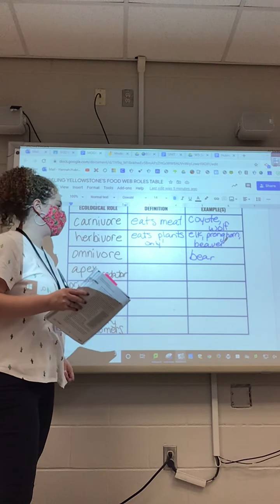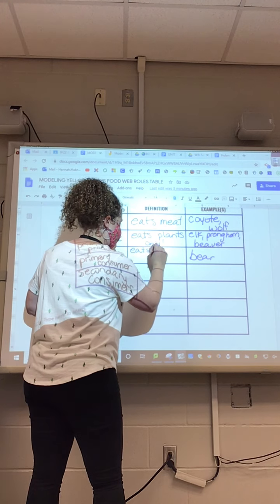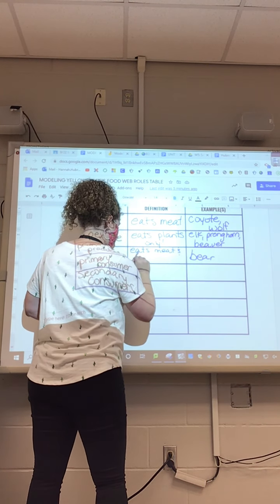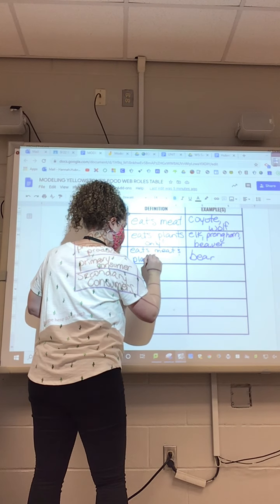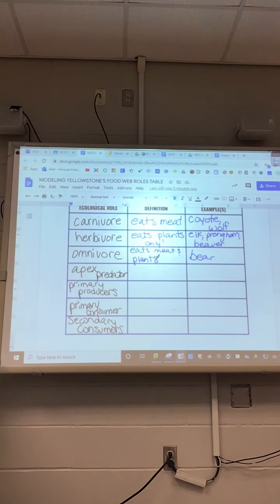Omnivore. Eats both meat and plants. And the bear is the example. And it's not all types of bears, but grizzly bears are omnivores.